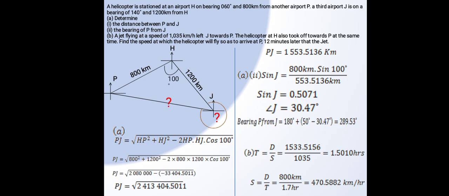Now, we know the distance from P to H, and we have the time, so we can calculate the speed. So the speed that the helicopter must travel should be 470 kilometers per hour, so as to reach P 12 minutes after the jet has arrived.